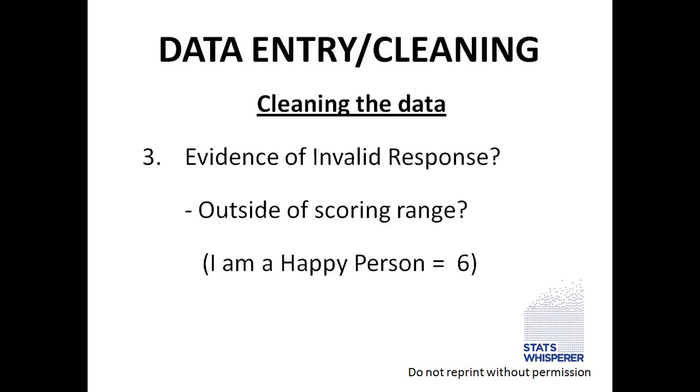Now, the evidence of an invalid response. The first thing to check are the scores that people enter, right? So outside of the scoring range is a big one. So we know for the item, I am a happy person, the scores can only go from 1 to 5. So if you check it and someone has entered a 6, right?